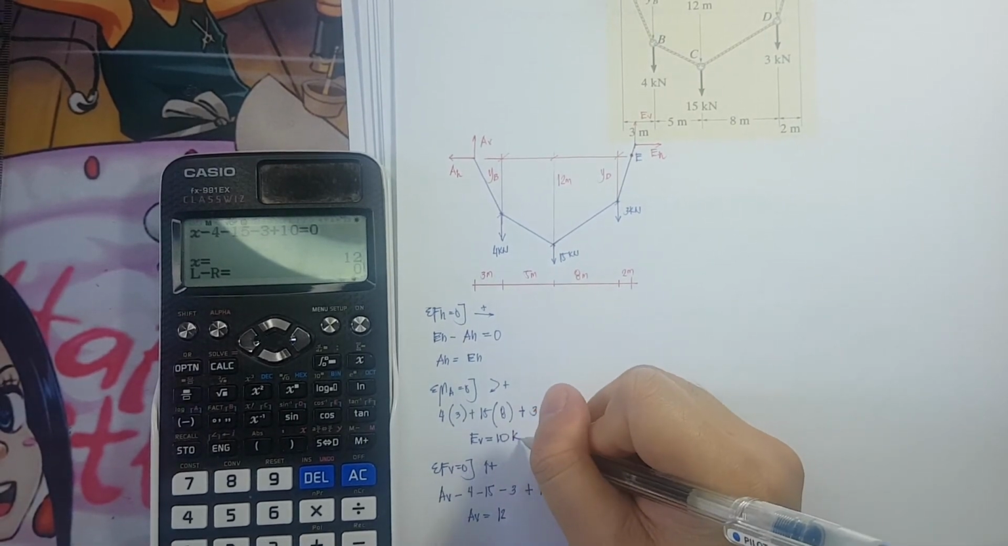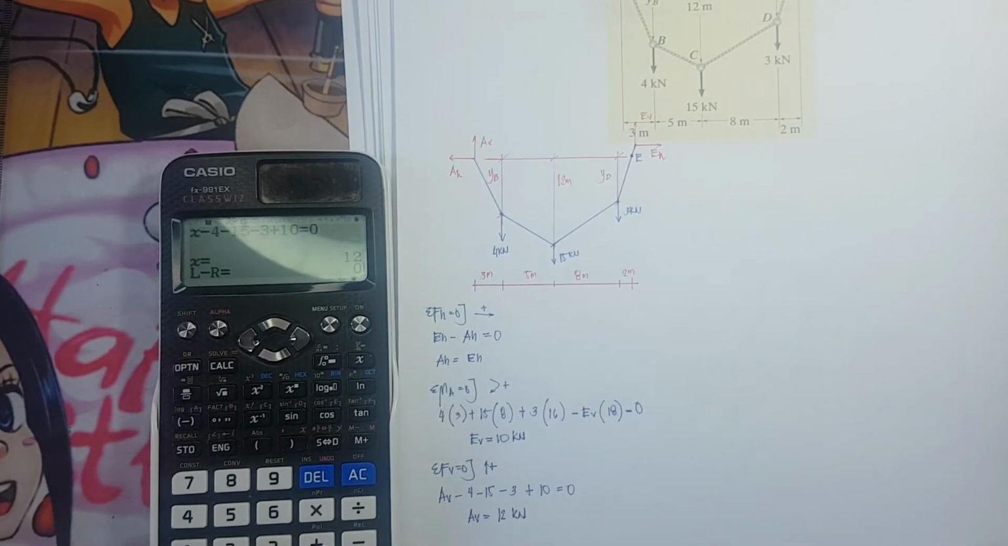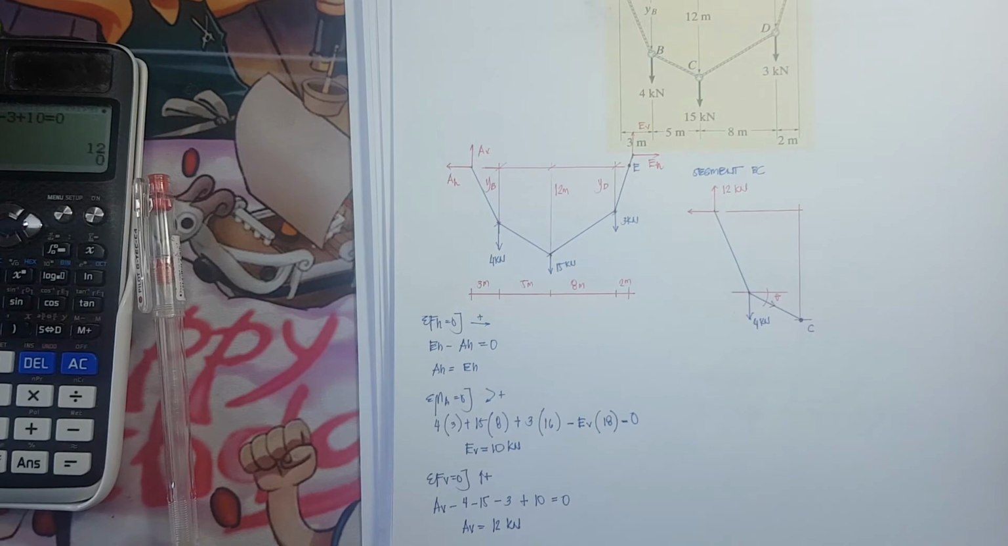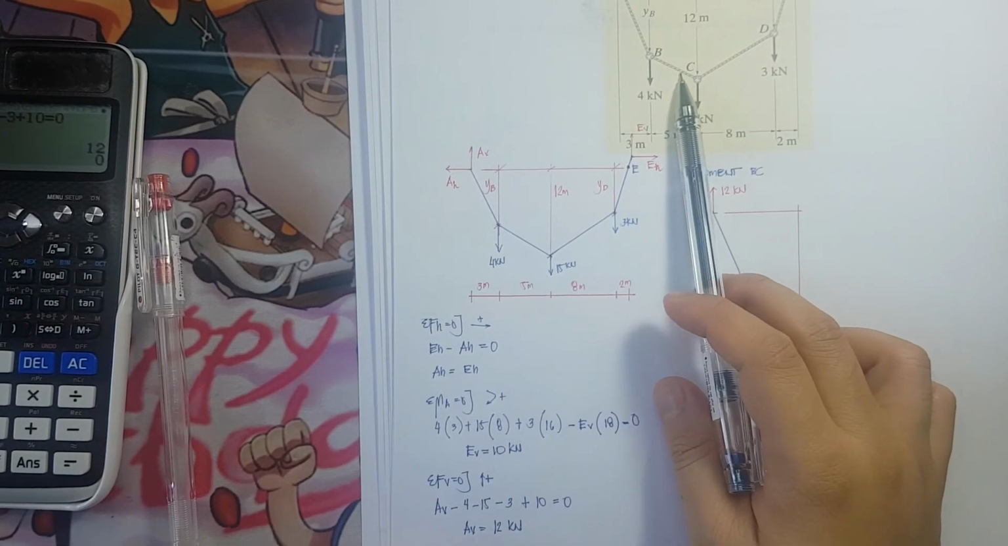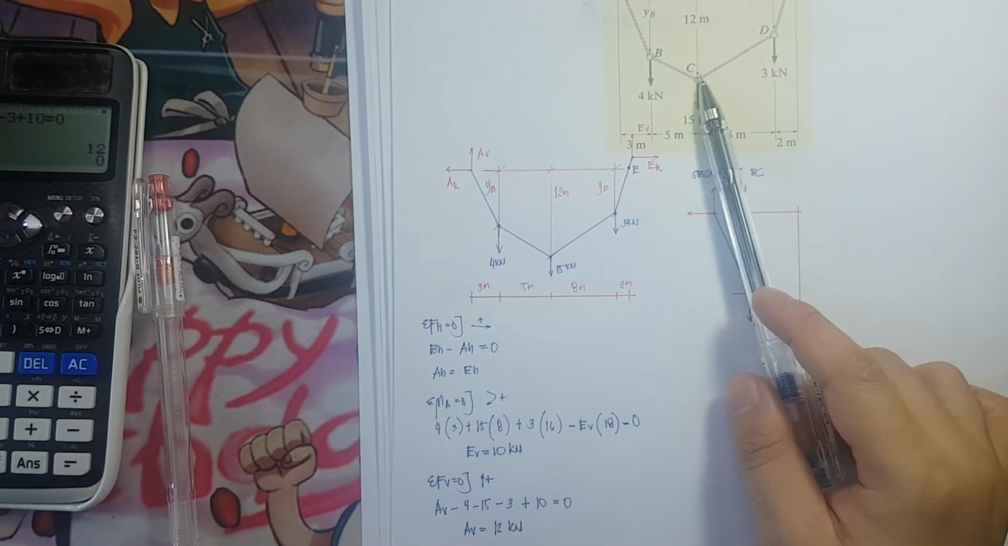And these are in kilonewtons. Okay, so we can now start solving for the tension on each cable by drawing each segment. So let's start with segment BC. Why are we starting with segment BC?